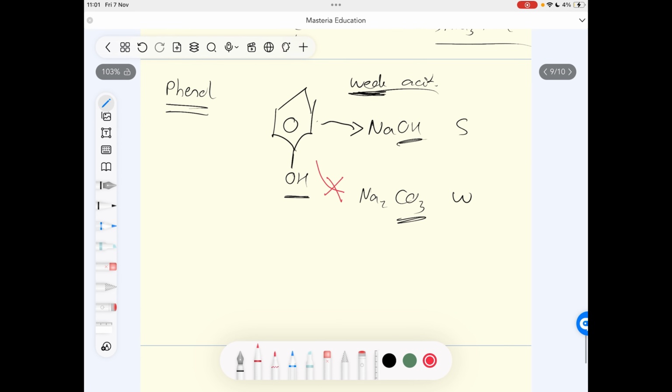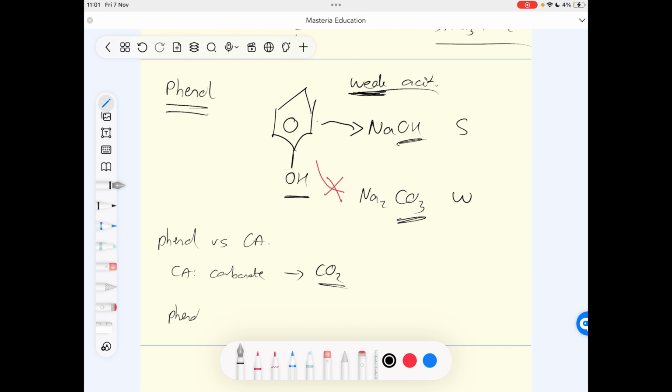So a good test for phenols, and this is quite a common exam question, will be how to test phenols versus carboxylic acids. A carboxylic acid will react with a carbonate. And if acids react with carbonates, they make CO2. However, phenol won't. And that's a way of testing them.